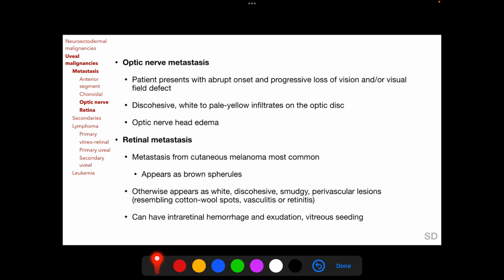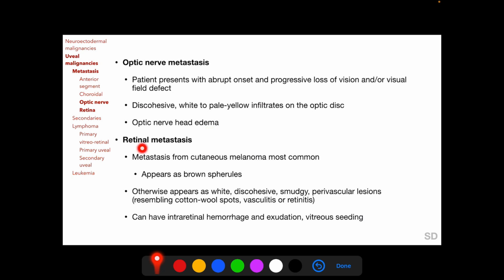Metastasis to the optic nerve presents with abrupt onset and progressive loss of vision and or visual field defect. Clinically, we find discohesive white to pale yellow infiltrates on the optic disc. We will see a photograph of leukemic infiltrates on the optic disc later in this session, and we can also appreciate optic nerve edema.